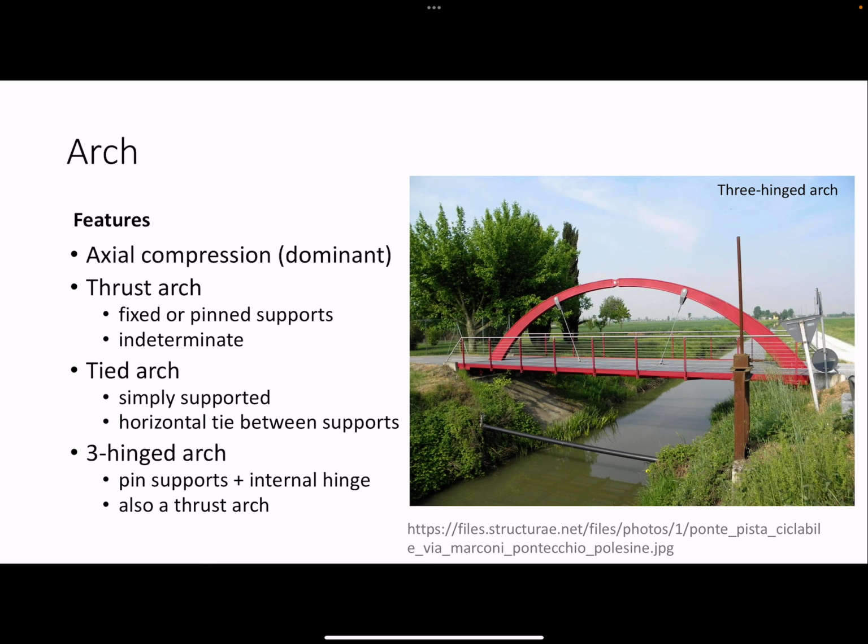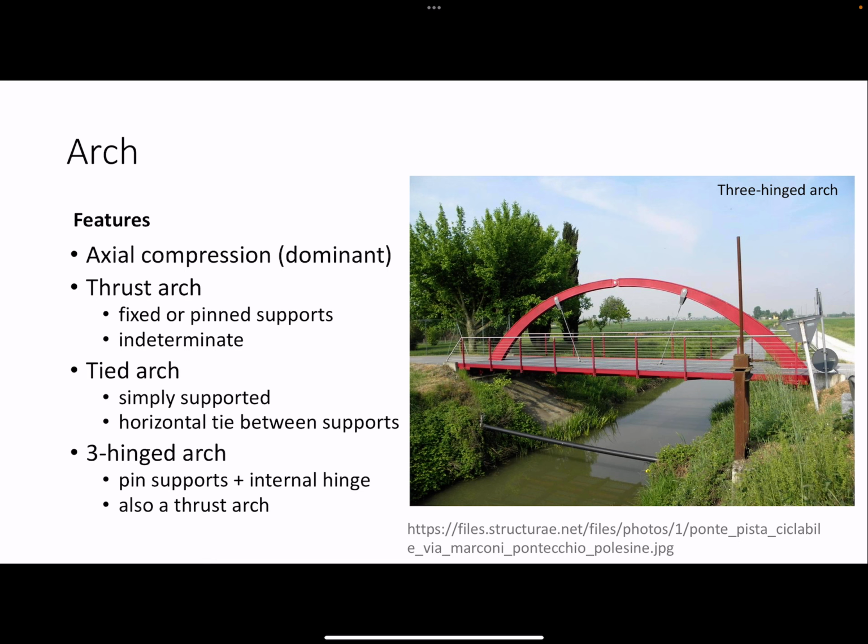All right, so now moving on to arches. Of course, with arches, their primary internal behavior is axial compression. There are 3 different types of arches or categories, if you will. You've got a thrust arch, which has fixed or pinned supports. This is indeterminate. A tied arch is an arch that's simply supported at the 2 ends, and there's a horizontal tie between those 2 endpoints. The tie behavior is essentially going to prevent those ends from pushing out.